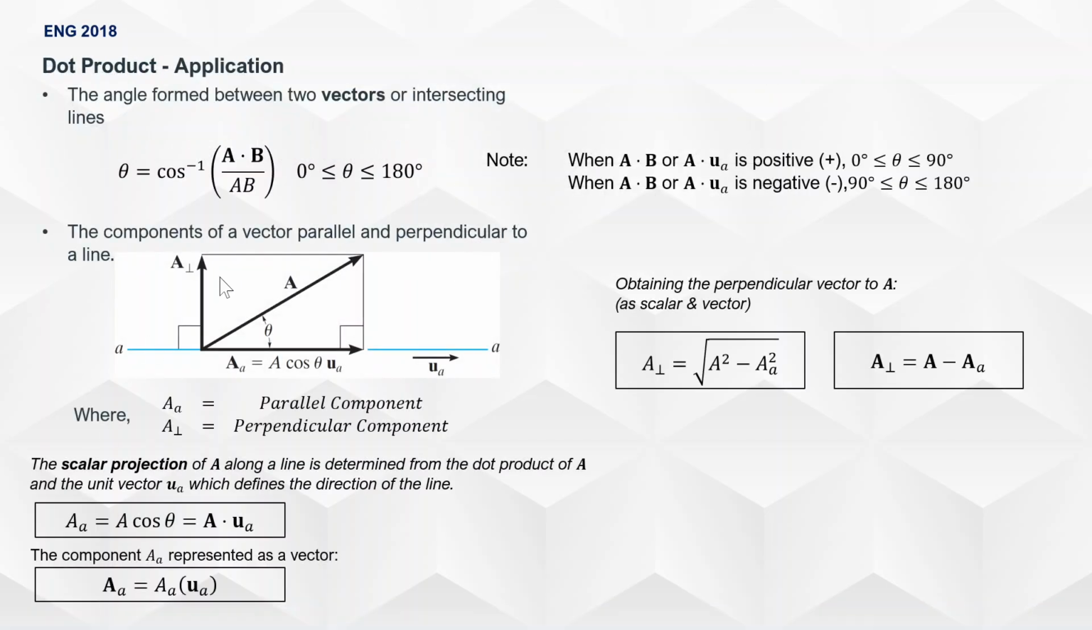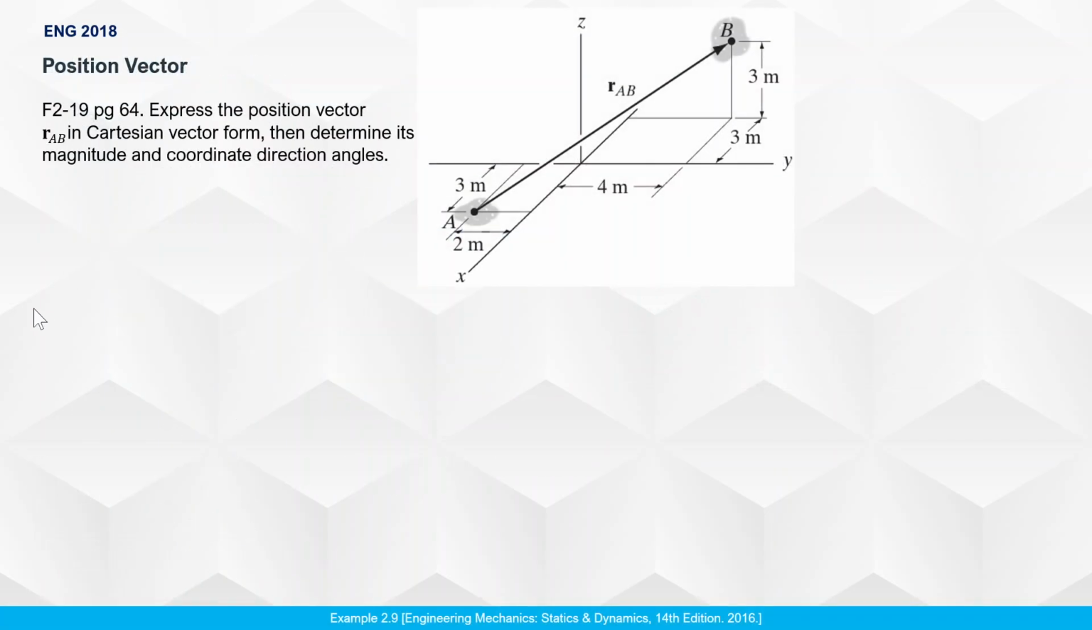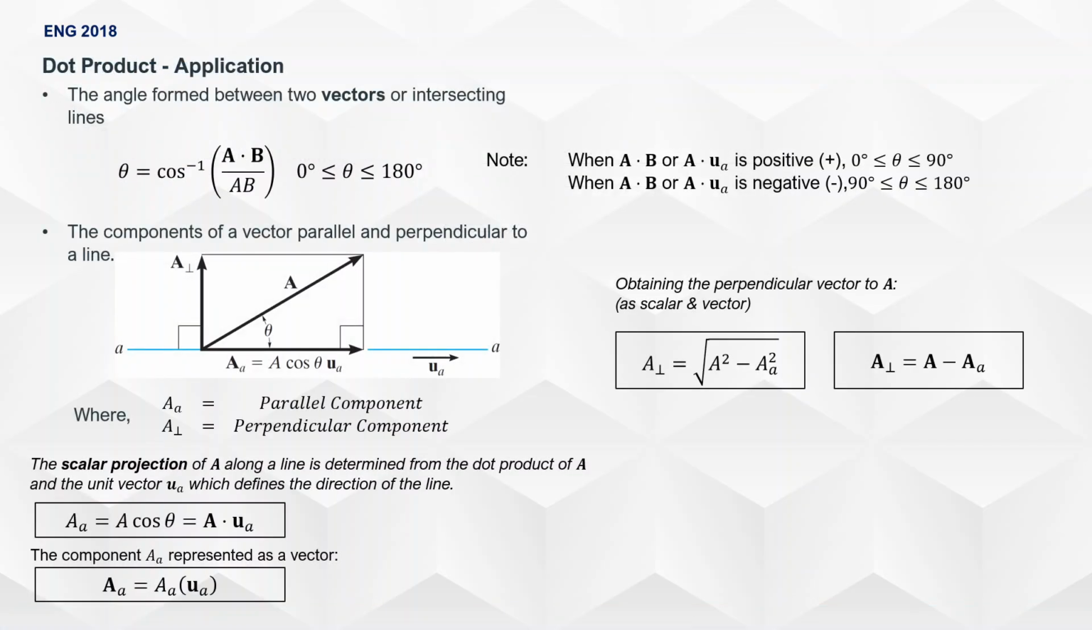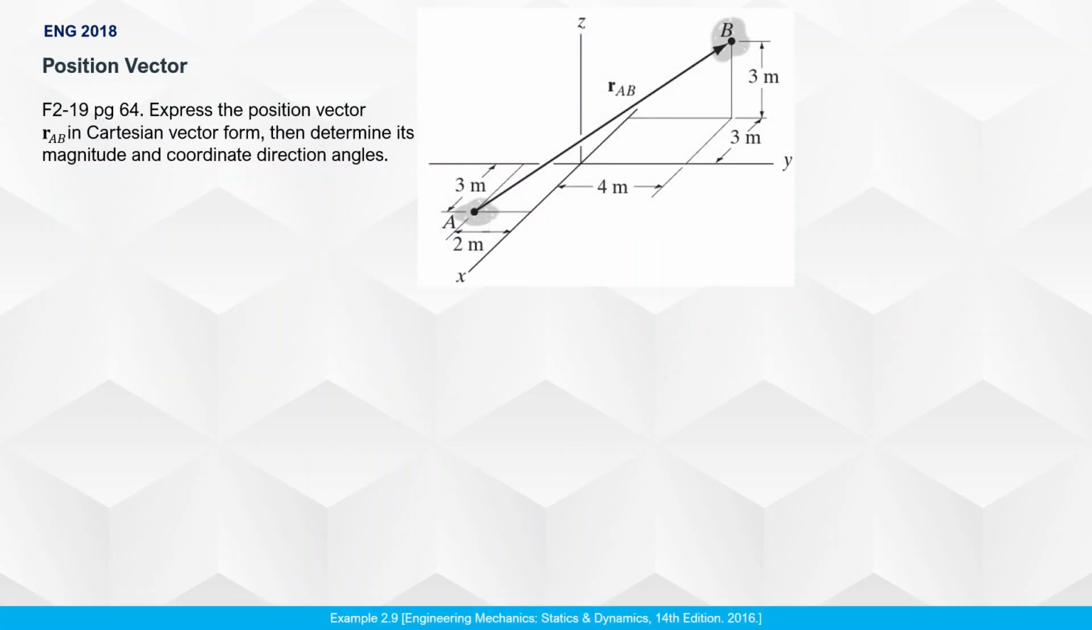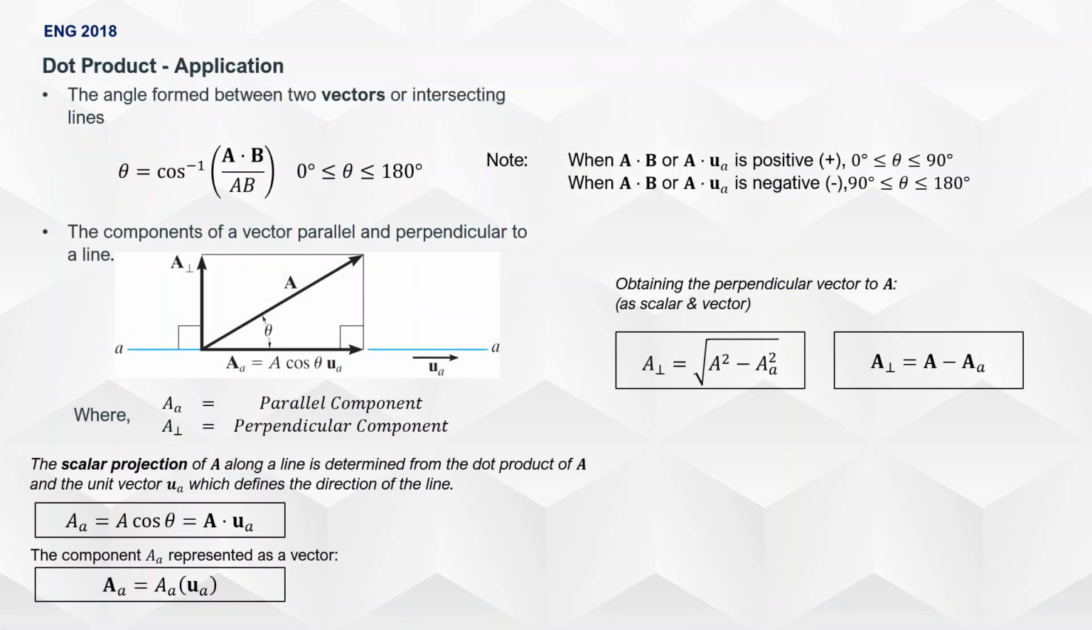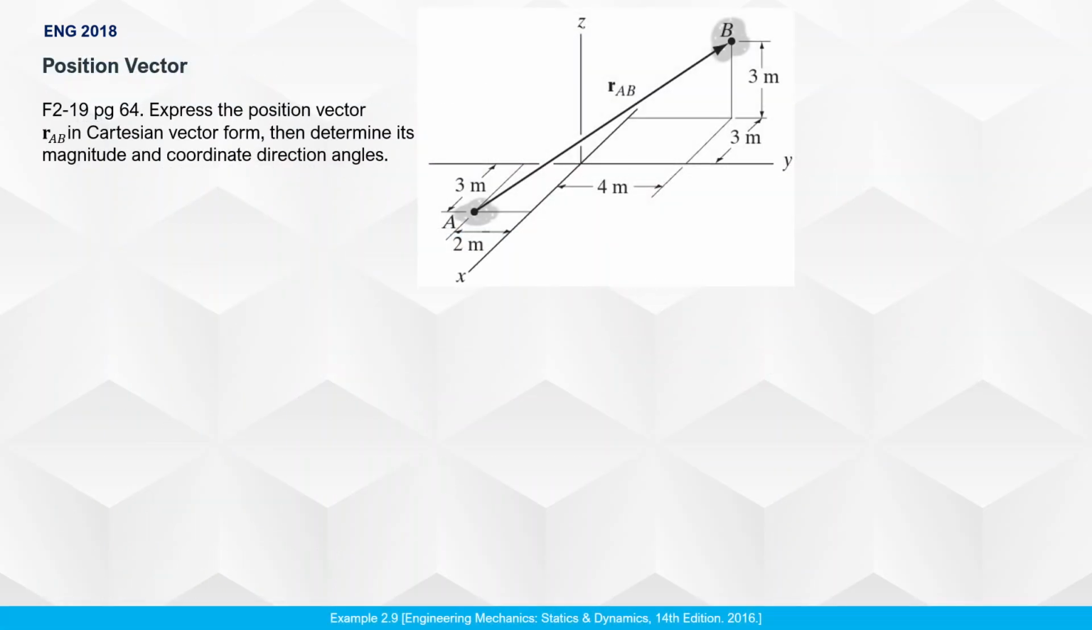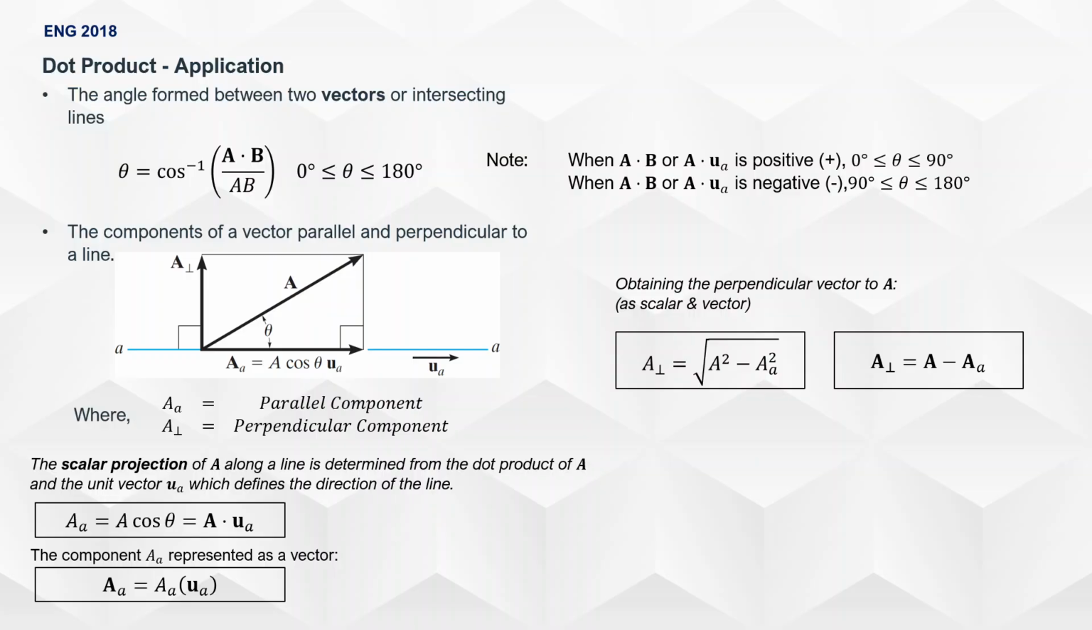And then meron tayong application dito. So, yung dot product application. Yeah, so your dot product application, meron kang angle formed between two vectors or intersecting lines. So pag may theta ka, it's equals to cosine inverse of the dot product of AB divided by their magnitudes, where theta is greater than or equal to 0 degrees and less than or equal to 180 degrees.